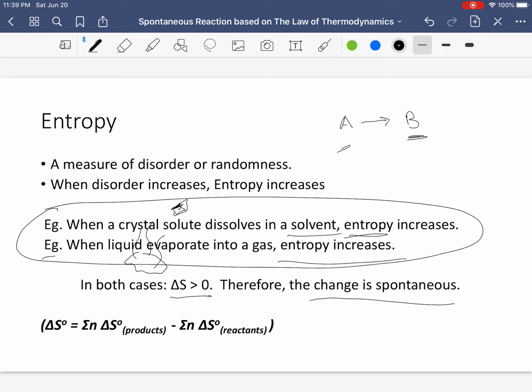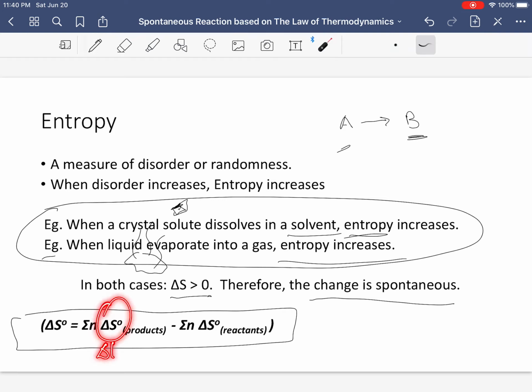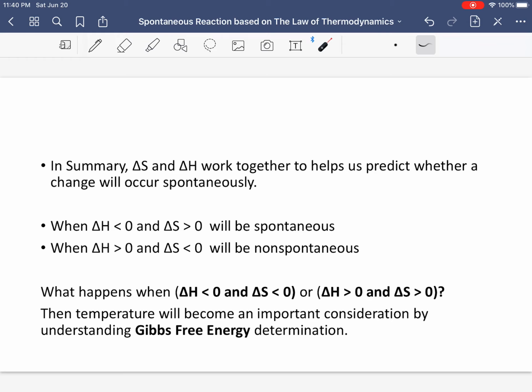Okay? Now, here's something that we will use later on when we start doing some example problems: delta S naught is equal to the sum of the molar amount of delta S of the products minus the sum of the molar delta S of the reactants. It looks familiar, doesn't it? Okay, the last time we saw something like this, instead of delta S, it was delta H. Don't worry, you'll see that again too. Alright, so that's entropy. Hopefully you kind of understood that.